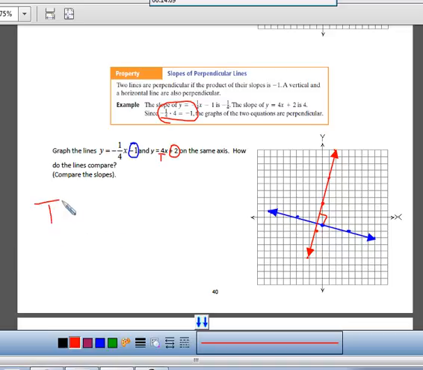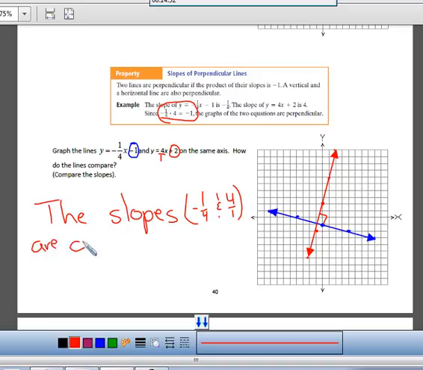So let's write it down so we remember. The slopes, this is your explanation of why they are perpendicular. The slopes, -1/4 and 4 over 1 are opposite or negative reciprocals, and their product is -1.